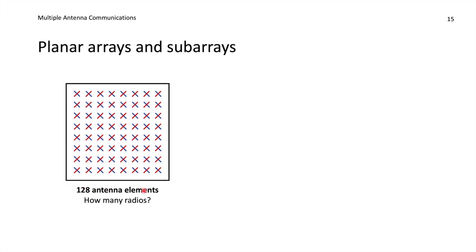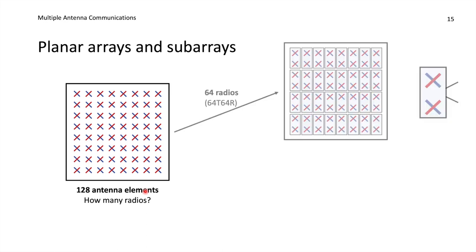But even if you have 128 elements, it doesn't mean that we have the same number of radios or transceiver chains. To save cost, hardware components, and energy, we might use fewer radios. So here's an example of how to do that. A massive MIMO base station in 5G might contain 64 radios, also known as 64T, 64R, meaning that there are 64 transceiver chains both for transmission and reception. And the way of mapping these 128 elements to 64 radios, how should we do it?